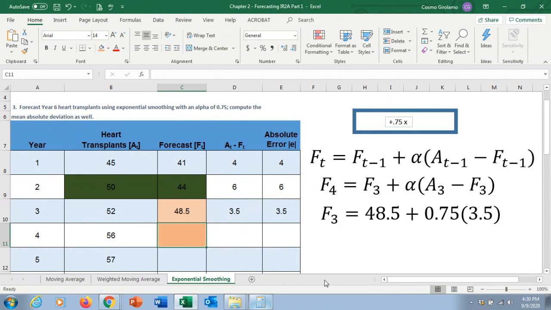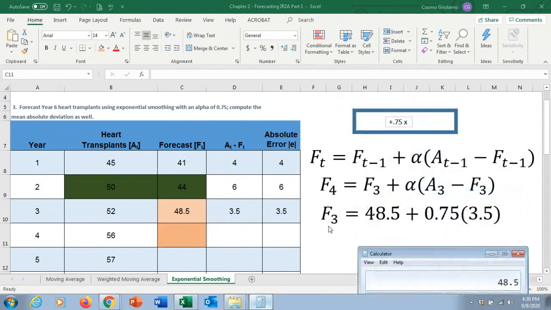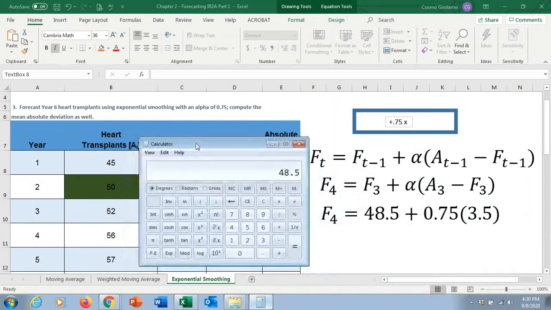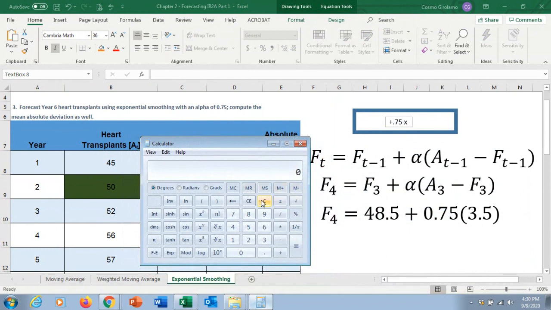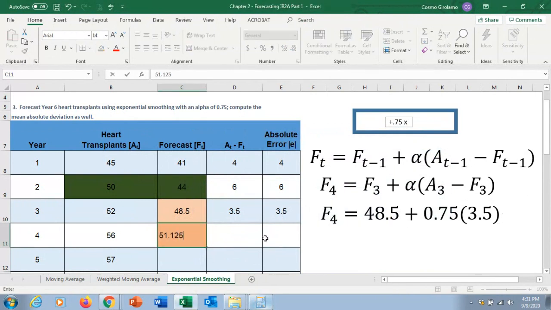And when I do the math here, I'm predicting F4. So F4 is what I'm predicting, so I'm using F3 plus the error. So I start with 48.5 plus 0.75 times 3.5, and I get 51.125. Or maybe I'll just say 51.13 just to make it a little easier.